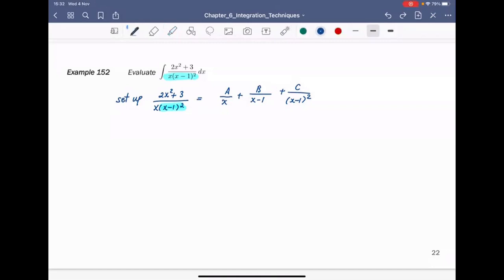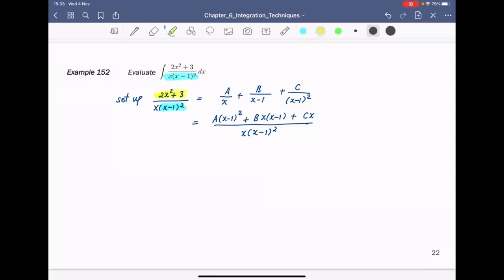Here, we are going to solve for a, b, c first, and then we can integrate it easily. So the denominator is going to be x times (x minus 1) squared. This is going to be the first time that you see a denominator with a square. So your a here is going to be times (x minus 1) squared, right? A times (x minus 1) squared plus b times (x minus 1) and c times x, right? Just that, because we just make the common denominator now.